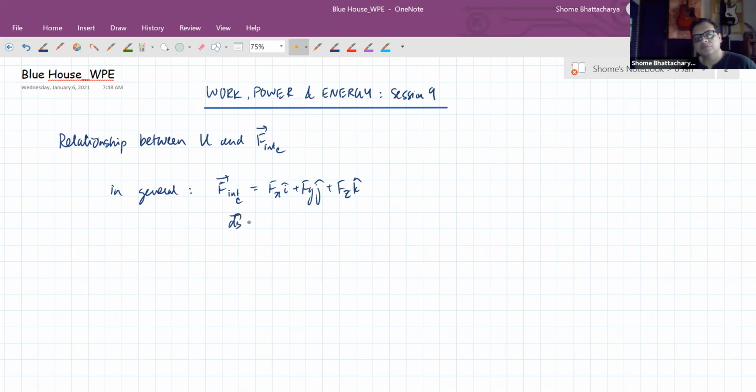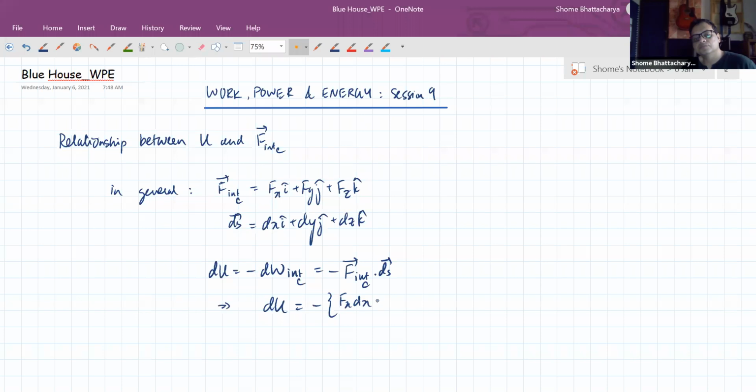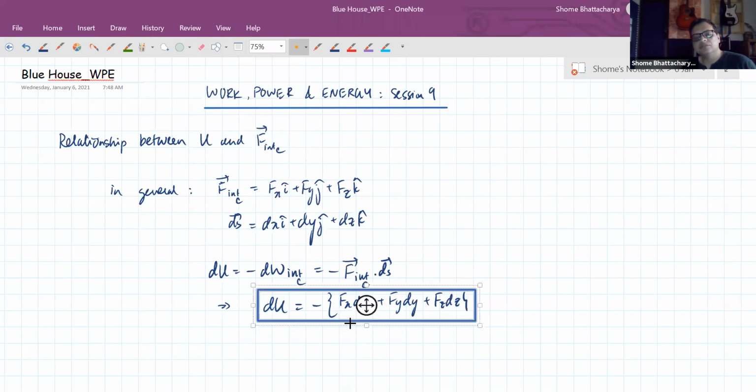and a small, or differential, displacement of dx i cap plus dy j cap plus dz k cap is made, then during the small displacement, the change in potential energy is the negative of the work done by the internal conservative force. So it is minus F dot ds. So this expression becomes this.